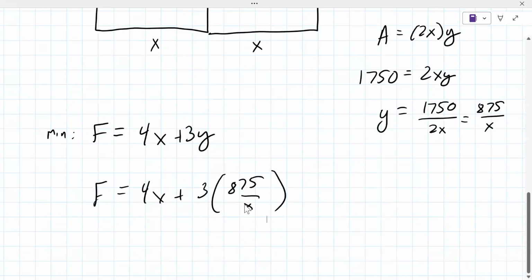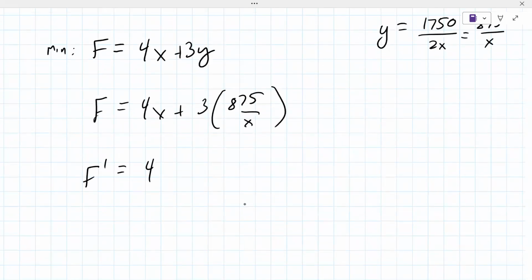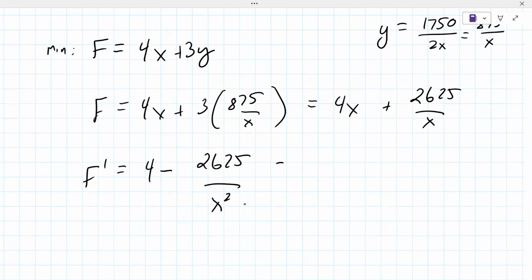So we find again the derivative, right, of that? Yep. 4x plus 2625 over x. And so you set this derivative equal to 0. And you can use a calculator at this point. You can actually solve it if you want. So minus 2625.